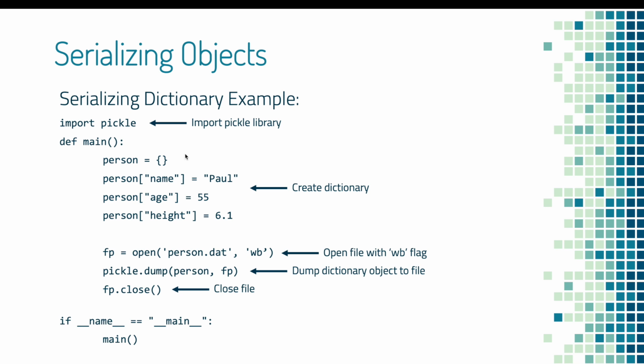So here's an example. We have a person. This again is a set, or a dictionary, excuse me, this is a dictionary with the name Paul, the age 55, and height 6'1". And then when you open person.dat, you can write binary and dump that person to the file and close the file.